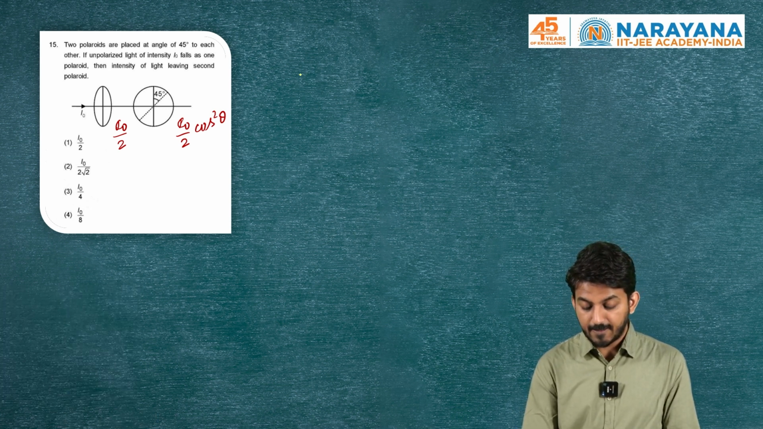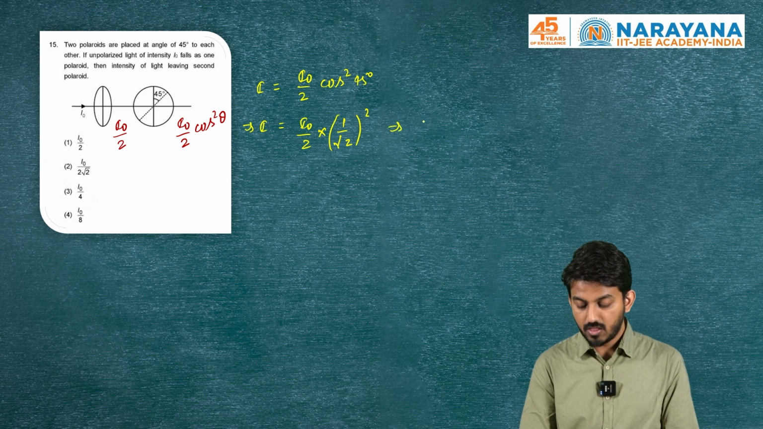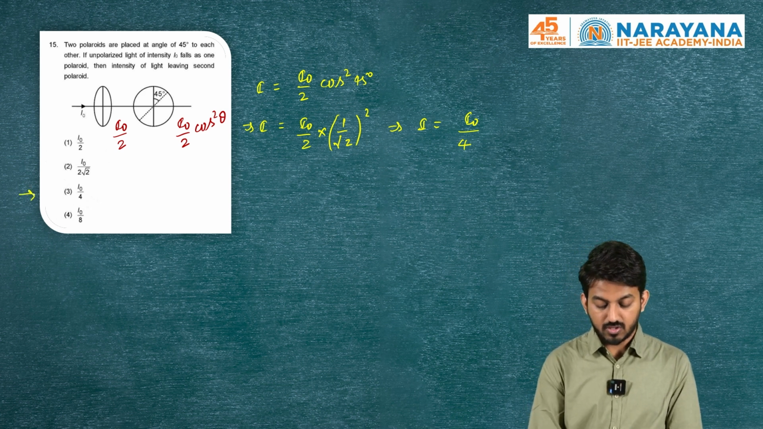Now, the final intensity coming out is I naught by 2 times cosine square 45 degrees, giving us I is equal to I naught by 2 times 1 over root 2 whole square. Thus, we are getting I is equal to I naught by 4, giving us the third option as the answer.